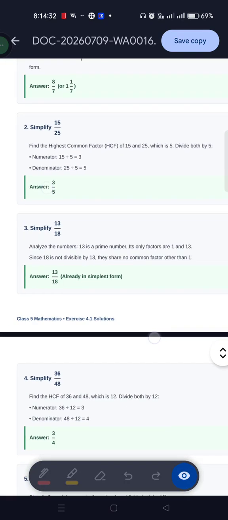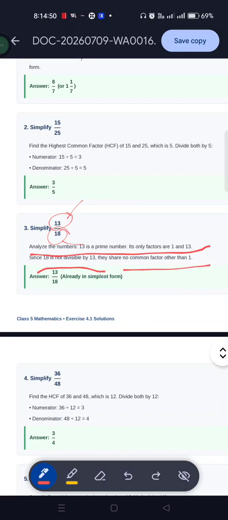You can say that, analyzing, the number 13 is a prime number. It has only two factors, 1 and 13, and since 18 is not divisible by 13, they share no common factor other than 1. You can write this definition here also. Also you can write these are already in the simplest form, because 13 is an odd number and 18 is an even number, so they cannot be cut further. So this is the simplest form.